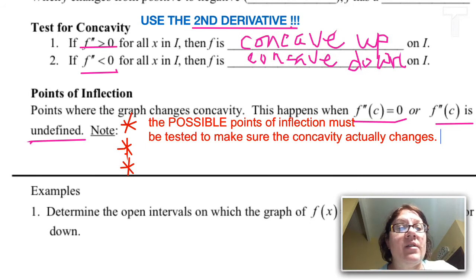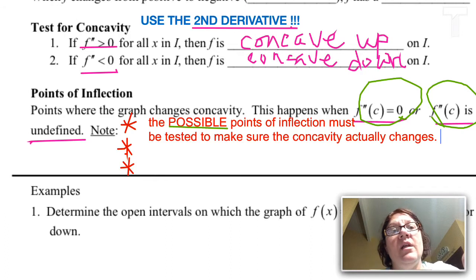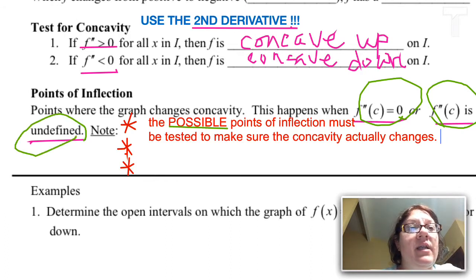And that catch is that those possible points of inflection have to be tested, because there is a possibility that they end up not being points of inflection after I get them. So after I've gotten these answers from setting it equal to 0 and setting it equal to undefined, I need to test them to make sure the concavity actually changes.